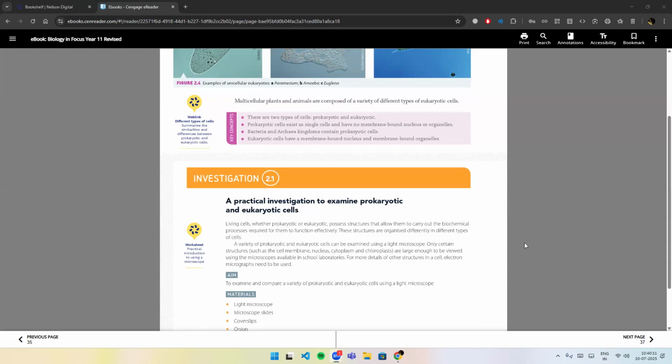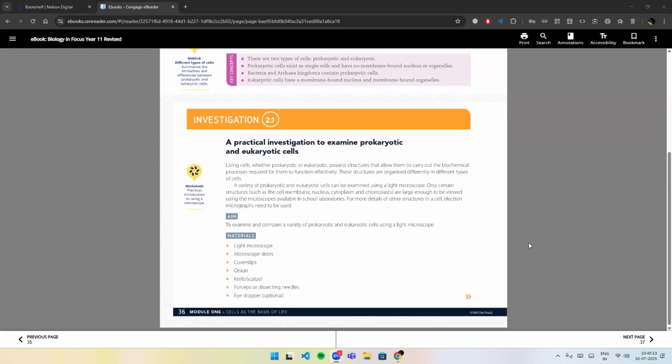Investigation 2.1. A practical investigation to examine prokaryotic and eukaryotic cells. Living cells, whether prokaryotic or eukaryotic, possess structures that allow them to carry out the biochemical processes required for them to function effectively. These structures are organized differently in different types of cells. A variety of prokaryotic and eukaryotic cells can be examined using a light microscope.